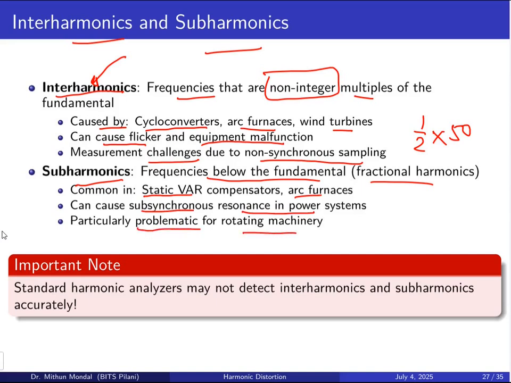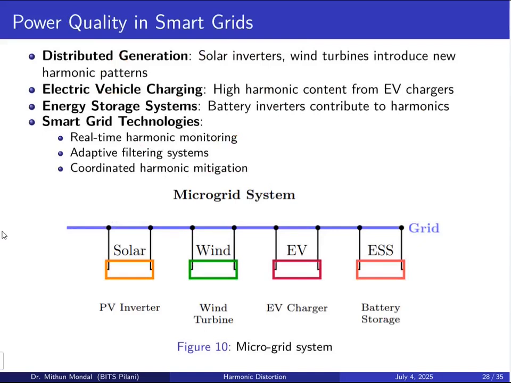This is particularly problematic for rotary machinery. So you have the synchronous machines, generators or the motors. They are basically impacted by the subharmonics, where the frequency is less than the fundamental. An important note is that a standard harmonic analyzer may not detect interharmonics and subharmonics accurately. So this is a challenge. Whatever equipment you are using, the harmonic analyzers are capable of detecting only the integer multiples of the fundamental frequency, but not the fractional or non-integer multiples. So that is basically a challenge.